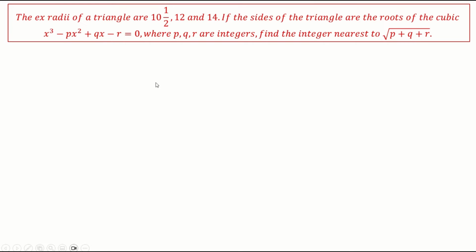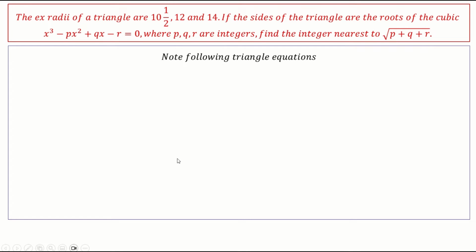Yeah, next question: the exradii of a triangle are 10 and a half, 12 and 14. If the sides of the triangle are the roots of the cubic equation given here, where P, Q, R are integers, find the integer nearest to the square root of P plus Q plus R. So to solve this problem, you should know some exradii and inradius equations actually. I'll just first list them here.